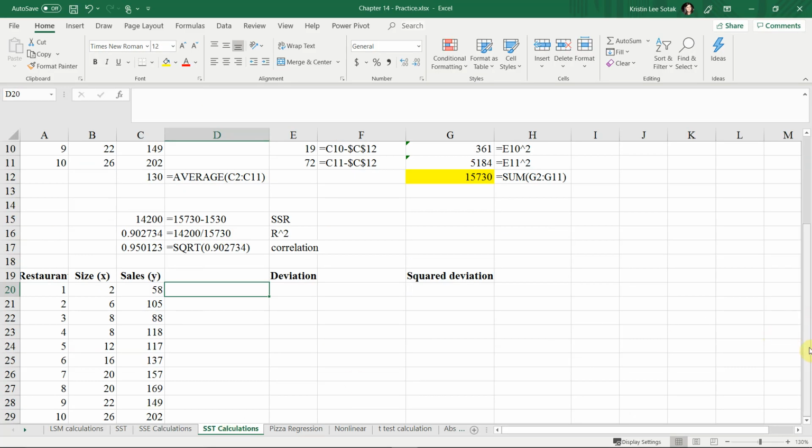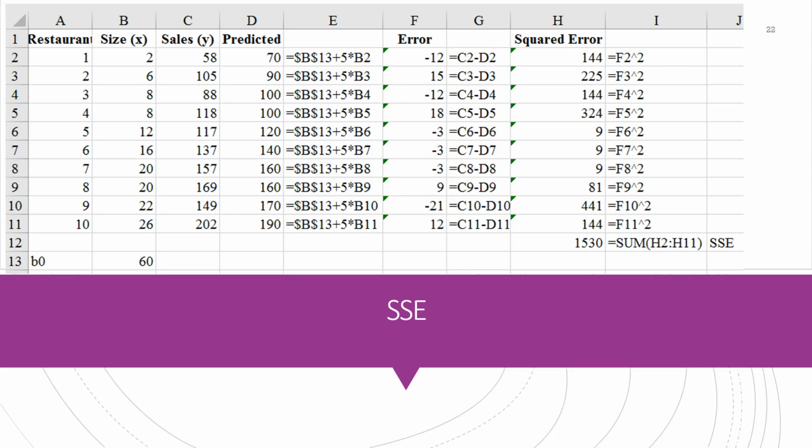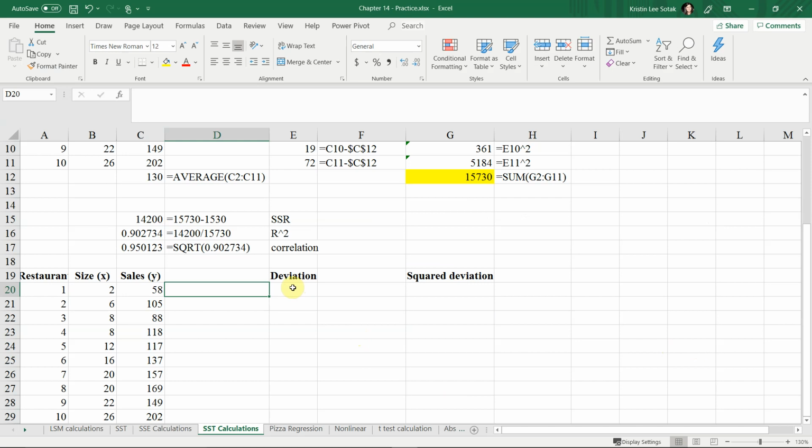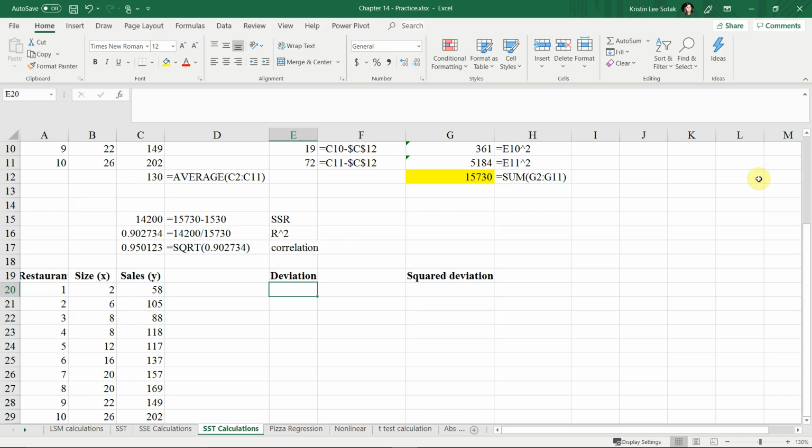So let's continue on. Let's now calculate the sum of squares total. Because if we have the error and we have the total, we can solve for the regression, and then once we have the regression and the total, we can divide those to calculate our coefficient. So let's do that now. For our total, we just want to find the difference between the observed and the mean of y. So we have to calculate the mean of y. So let's go ahead and do that.